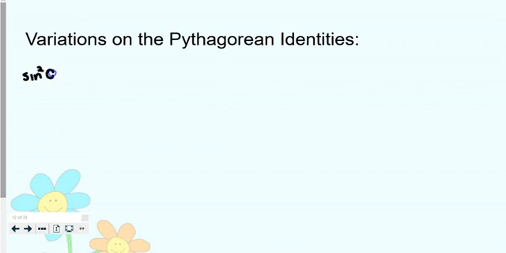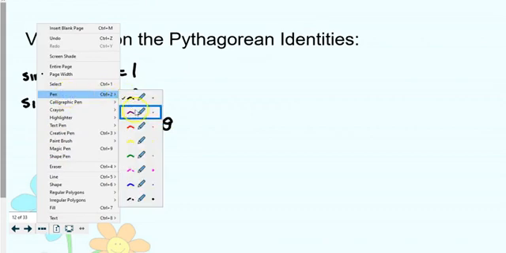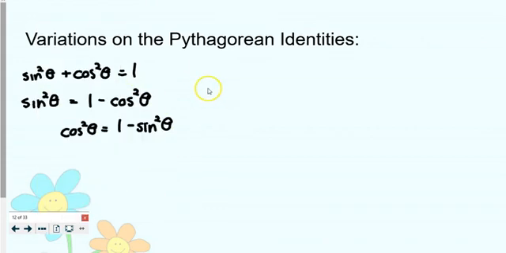Sine squared plus cosine squared equals 1. We could also write this in a couple of different ways if we wanted to. We could subtract the cosine squared, and we could write sine squared theta equals, if we subtract cosine squared from both sides, 1 minus cosine squared theta. We could also choose to subtract the sine squared, and we would have cosine squared theta equals 1 minus sine squared theta. And we could do the same thing with our others.